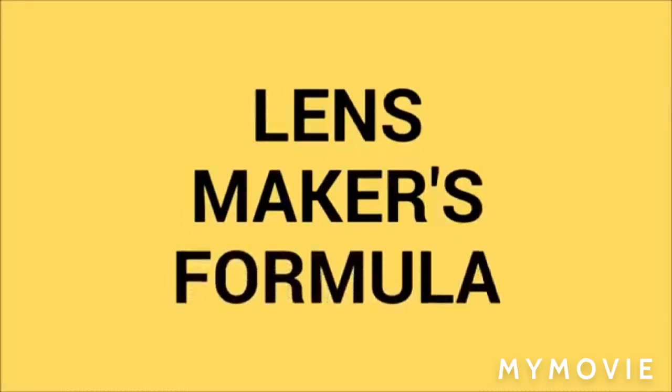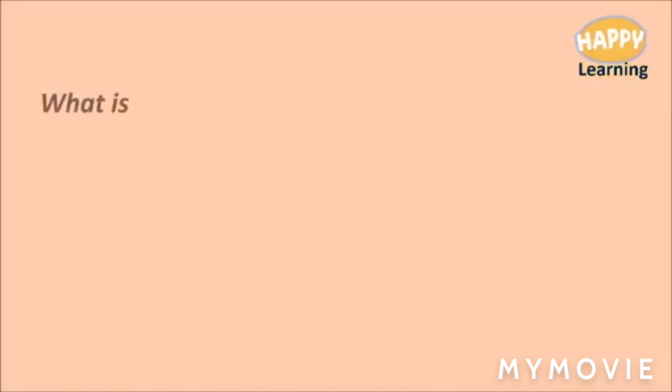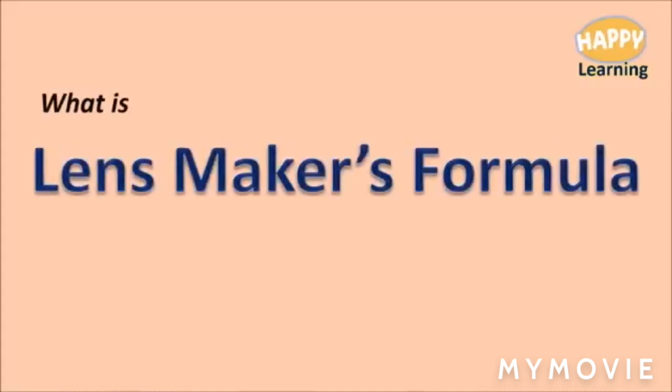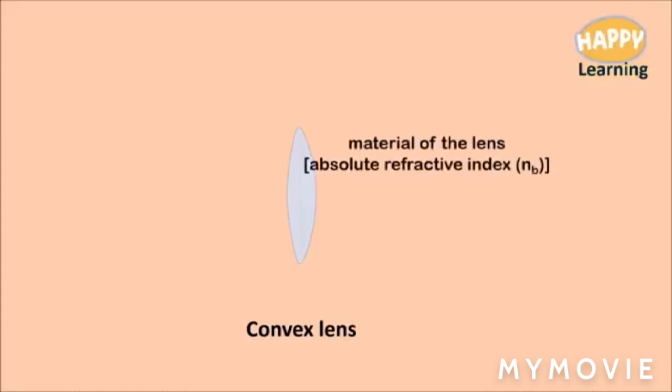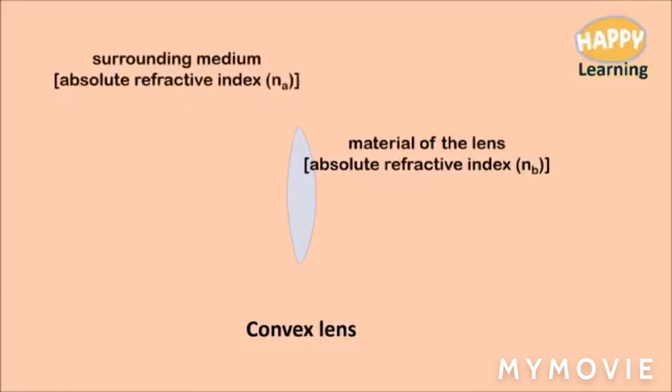Topic is lens maker's formula. What is lens maker's formula? Let us understand in detail. This is a convex lens. The material of the lens has refractive index nb and the surrounding medium has refractive index na.